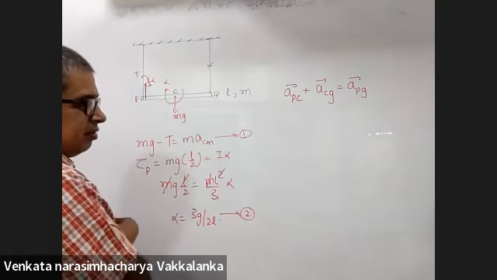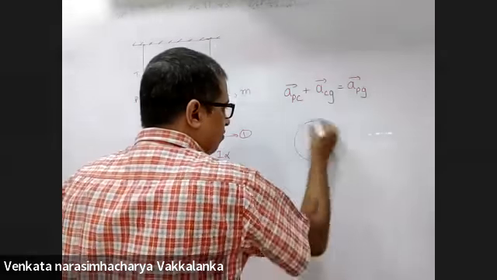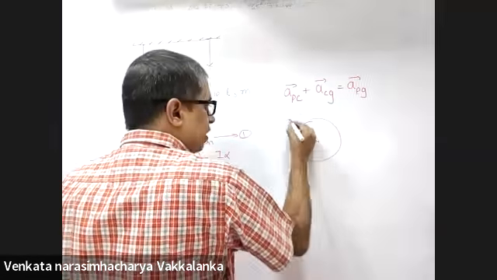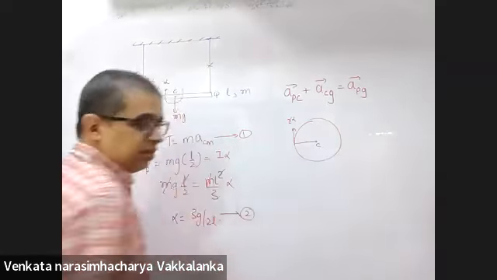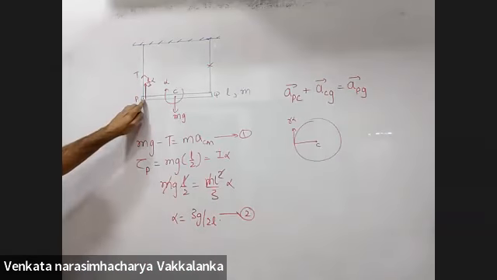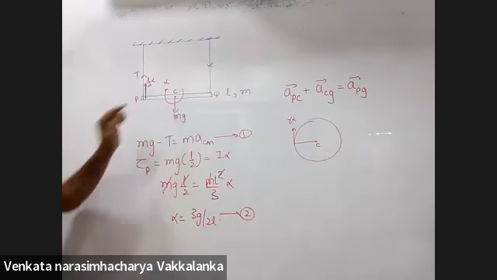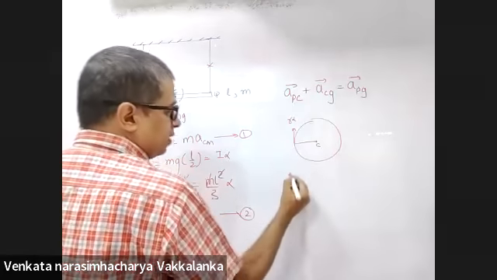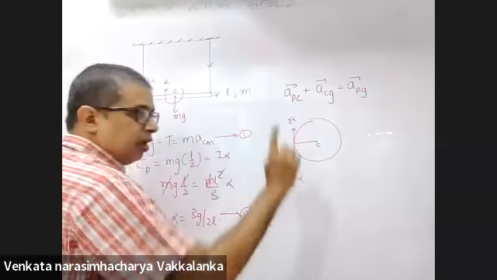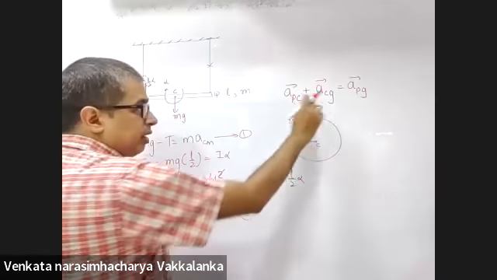R alpha. Yes, sir. This is R alpha with respect to center of mass. So L by 2 alpha is the acceleration of point P with respect to center of mass. L by 2 alpha, upward direction.